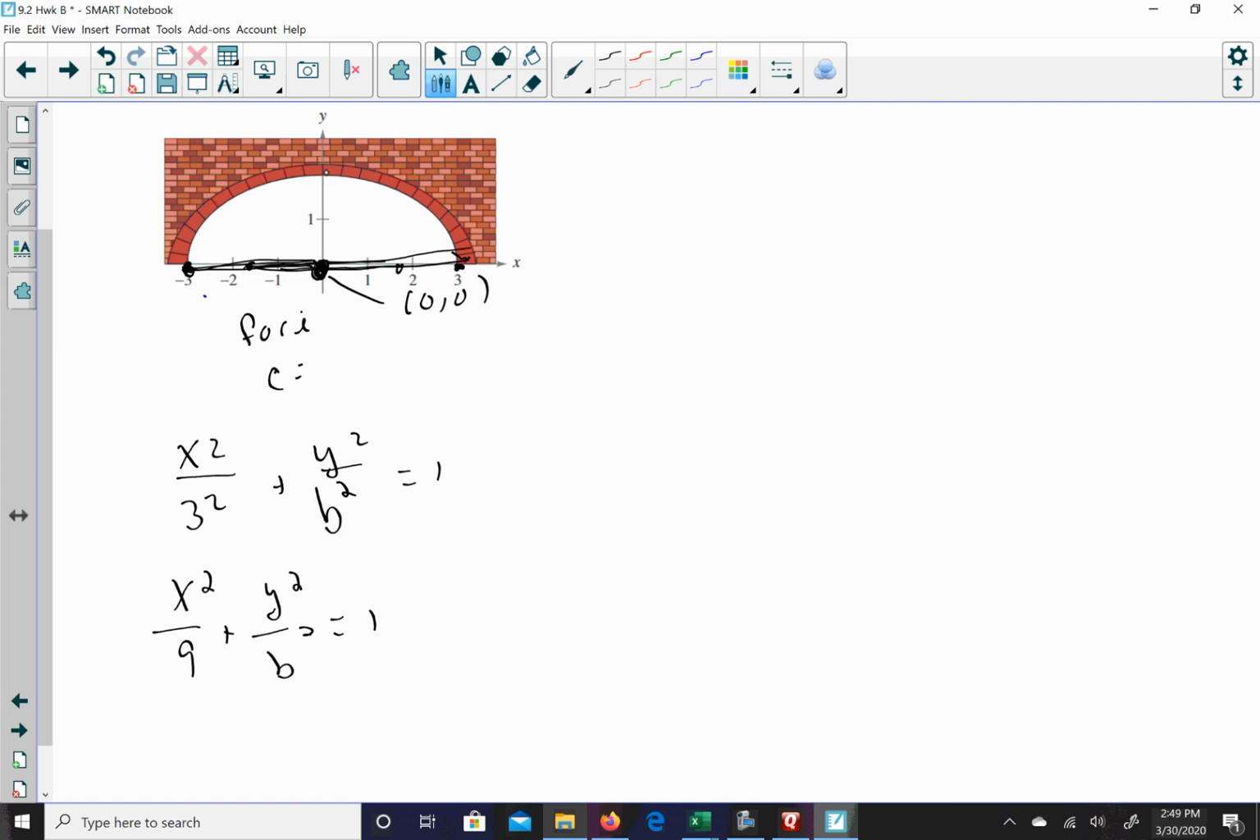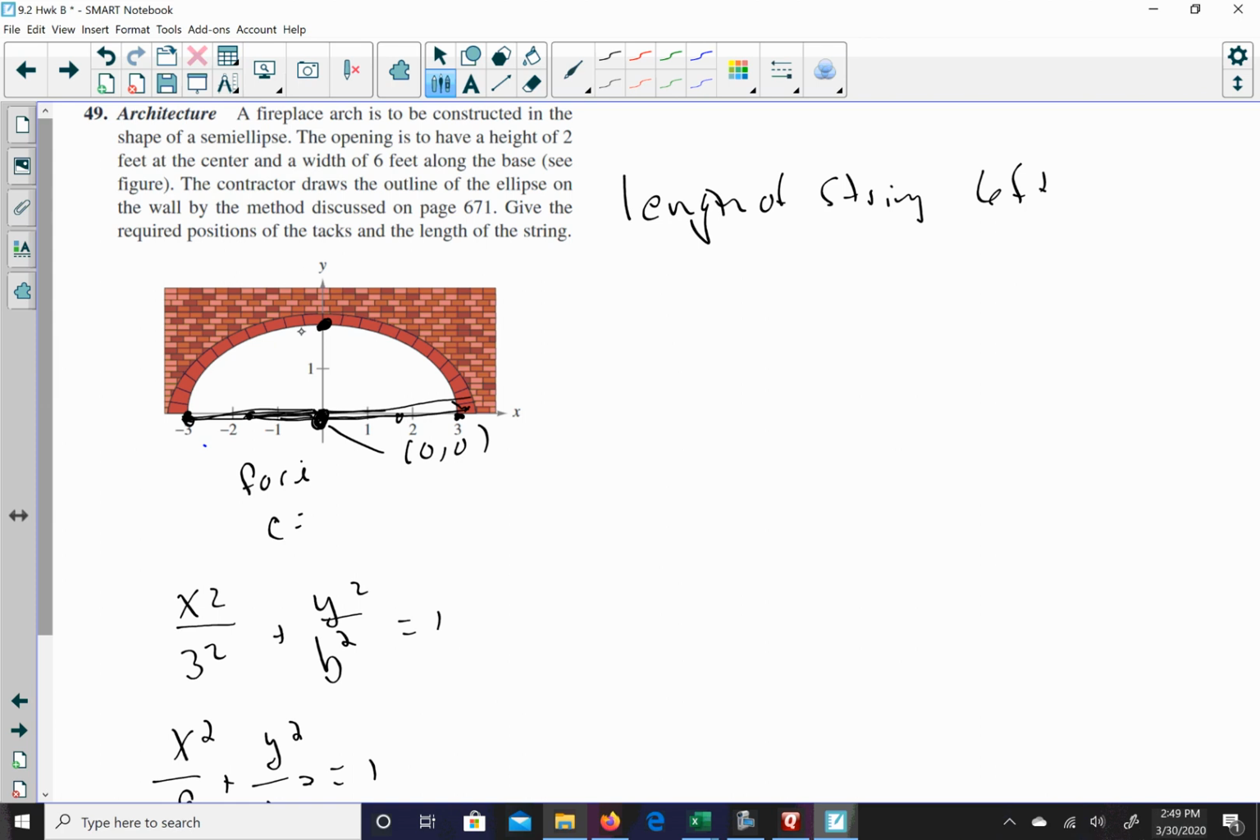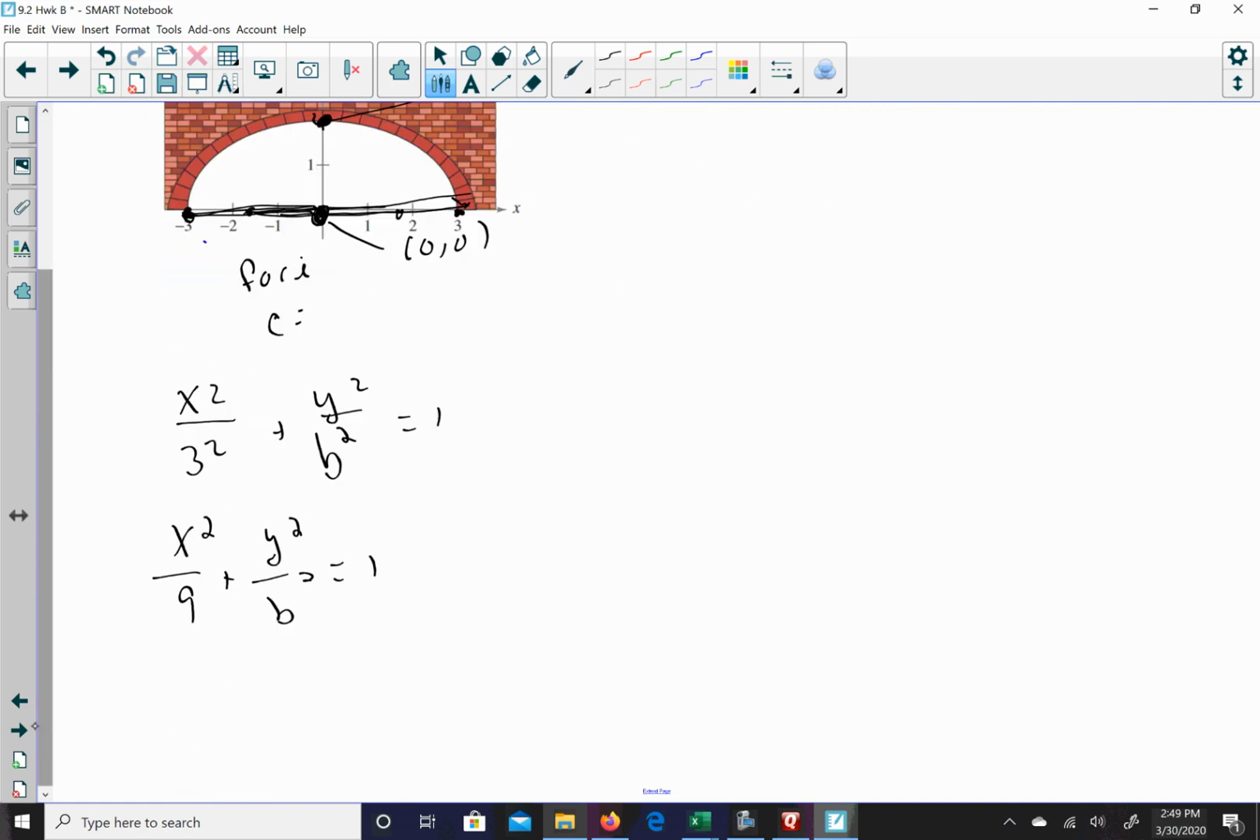I do have this ordered pair that's on the ellipse, and that's where the top of this arch or ellipse is going to be. So my x coordinate is 0, and they told me the height is going to be 2. So this is my x and this is my y. So I can substitute that in to my formula.